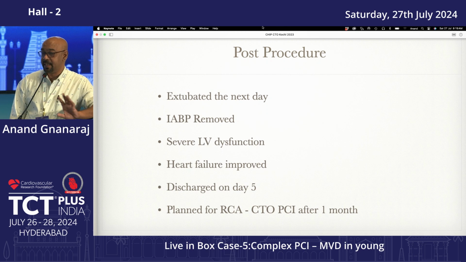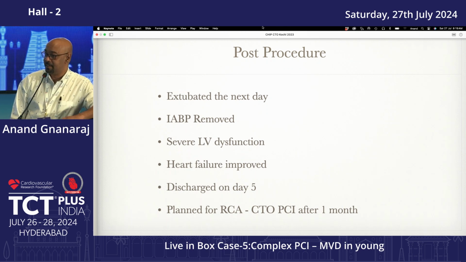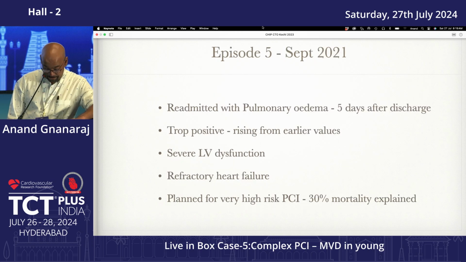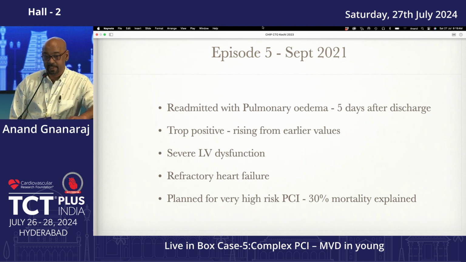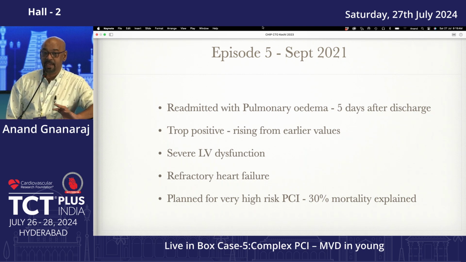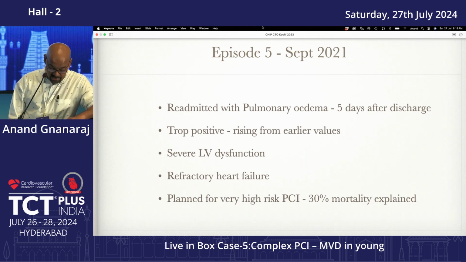I mean, it's something like a bad obstetric history. This guy has a terrible cardiac history. Then we took him up for the CTO. So he was again planned after 1 month, but then 5 days later he comes back with pulmonary edema, refractory pulmonary edema, unable to control with medications. So we took him up for a high-risk PCI.